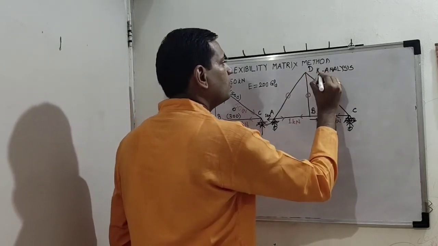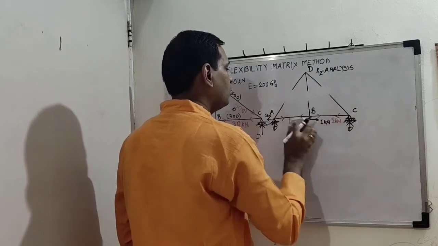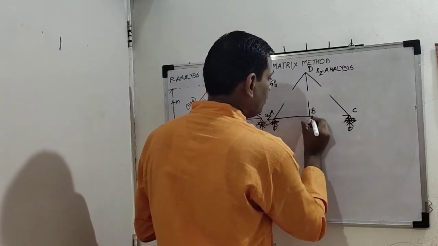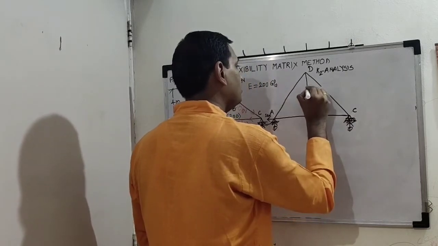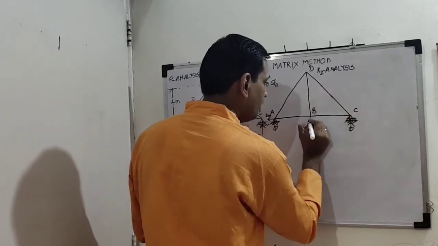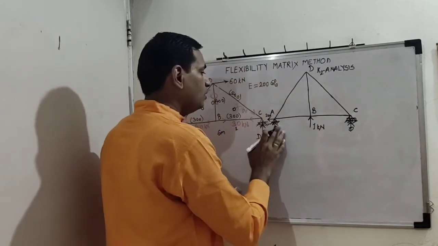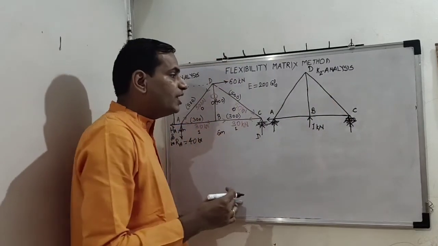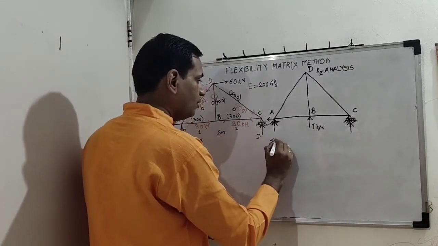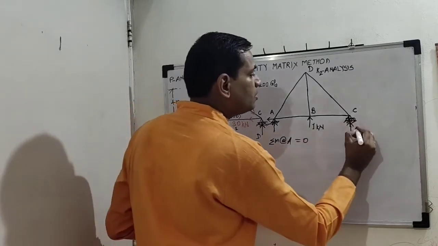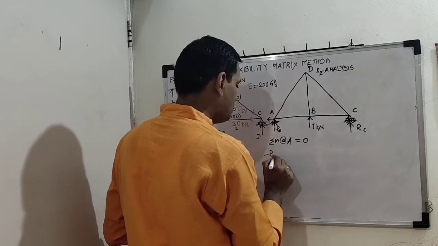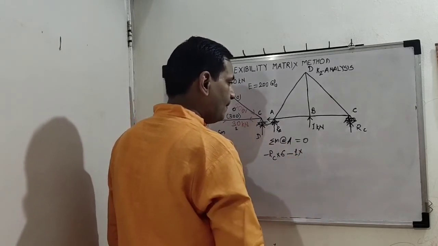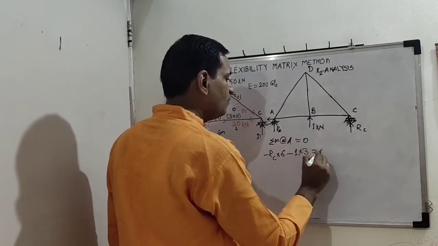What is K2 analysis? K2 analysis is finding out member forces when our second unknown, which is the vertical reaction on joint B, is applied and assumed as one value, 1 kilonewton. So I will show here the 1 kilonewton value. Now we will again find these reactions. Let us find these reactions. Summation of moment about A is equal to 0. I will say this is RC, this is RA. So minus RC into 6, minus 1 into 3, it is equal to 0.